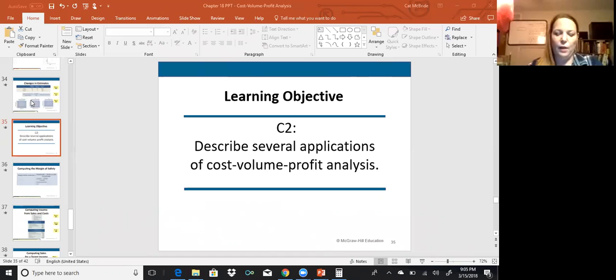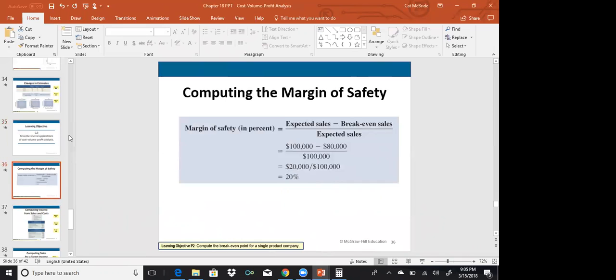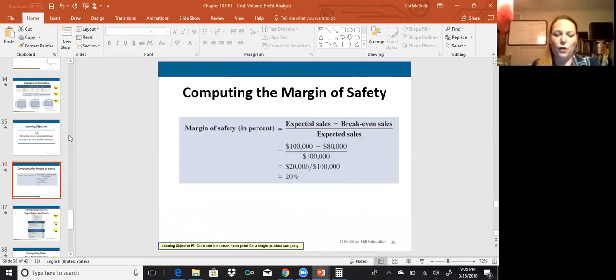So now we're going to take what we know about contribution margin and use it to analyze some other information. The first one is called the margin of safety. It's basically what you expect your revenue to be minus break even, because the margin of safety is everything that you expect to make over your break even point. So you could theoretically lose that much and you would still break even. That's what margin of safety means.